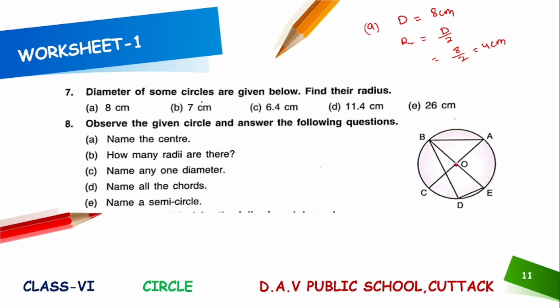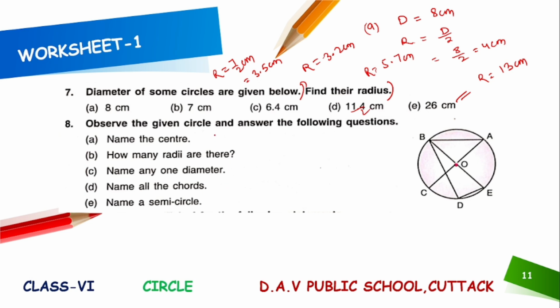Similarly, B is 7 centimeter. So R equal to 7 by 2, so 7 by 2 equal to 3.5 centimeter. So C number is radius equal to 3.2 centimeter. And D number is radius equal to this divided by 2. Now E number is R equal to 26 by 2, that is 13 centimeter. Understand?